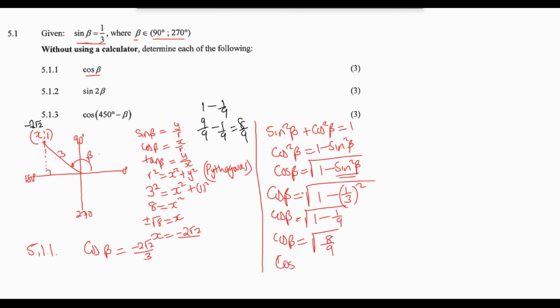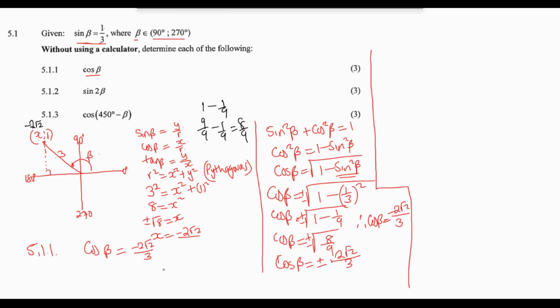Well, here we have to know that it can be positive or negative. So cos beta is equal to square root of 8, which is 2 root 2, so it's going to be 2 root 2 over square root of 9, 3. But remember, this is in the second quadrant, and cos beta must be negative. So therefore, cos beta is equal to negative 2 root 2 over 3. Okay, so that's what we have there.